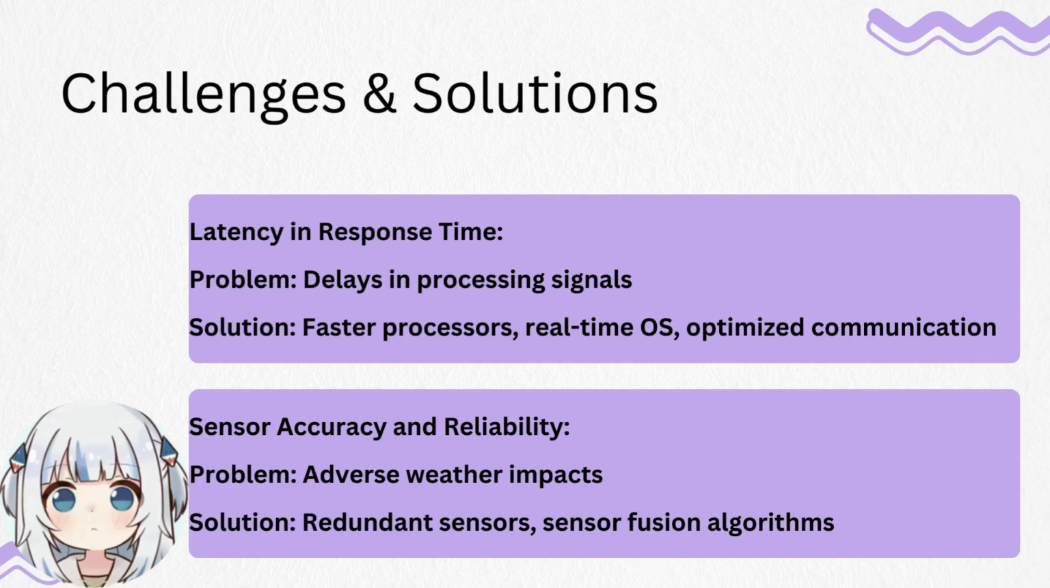Another major challenge is sensor accuracy and reliability. Adverse weather conditions, such as fog or heavy rain, can compromise the performance of the radar sensor. To address this issue, employing redundant sensors, such as combining radar with LiDAR and cameras, can enhance reliability. Additionally, implementing sensor fusion algorithms can improve the overall accuracy of obstacle detection.